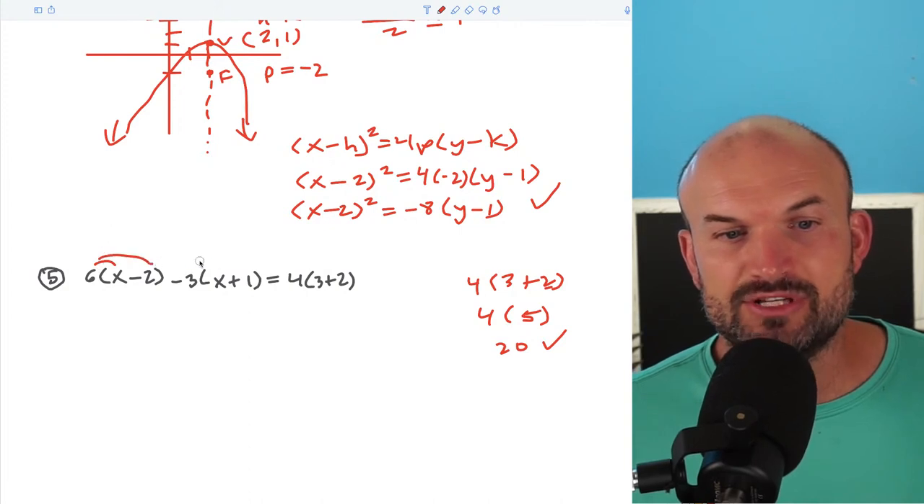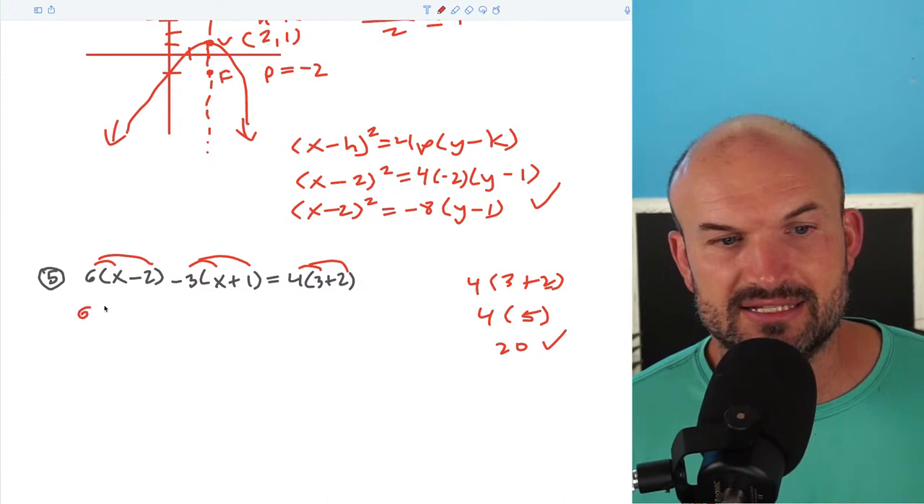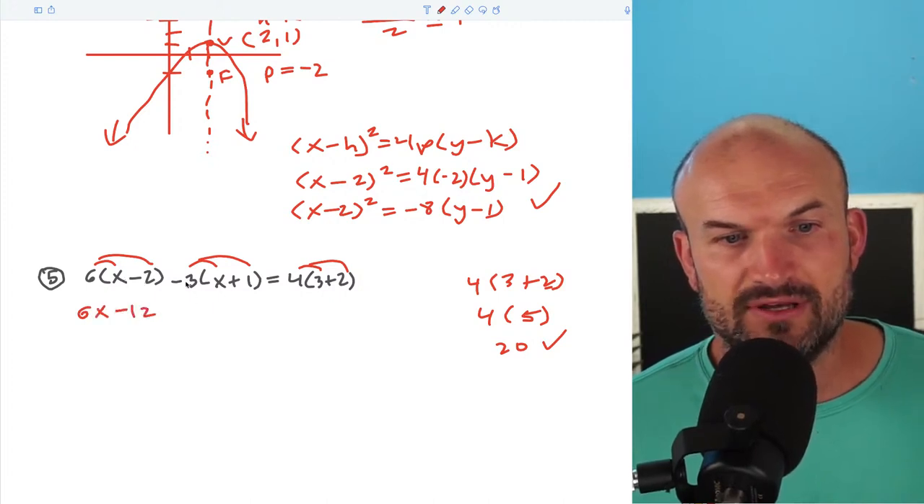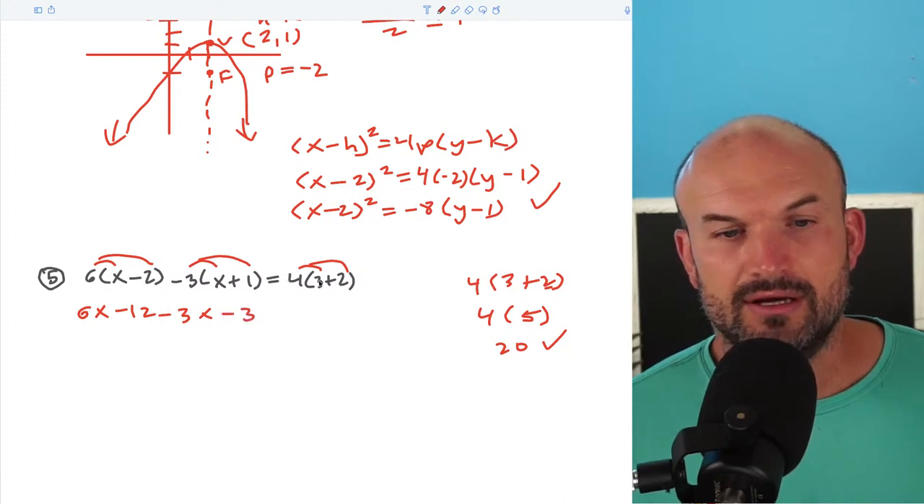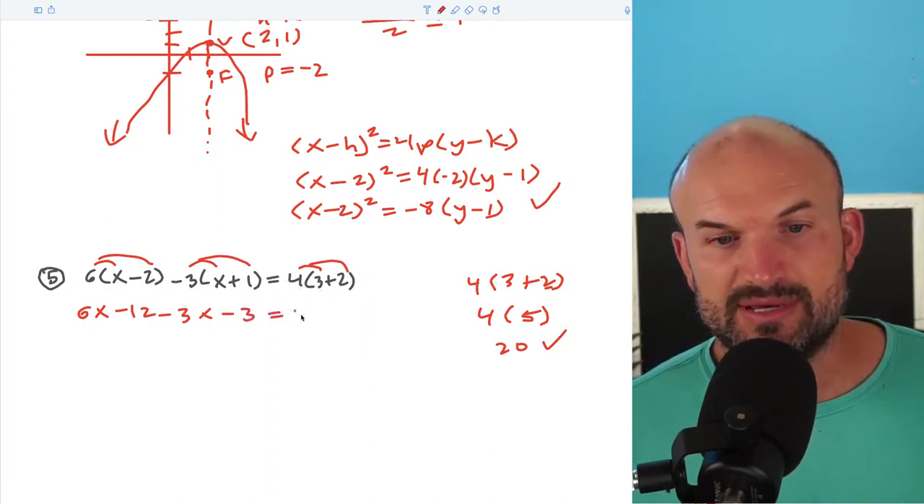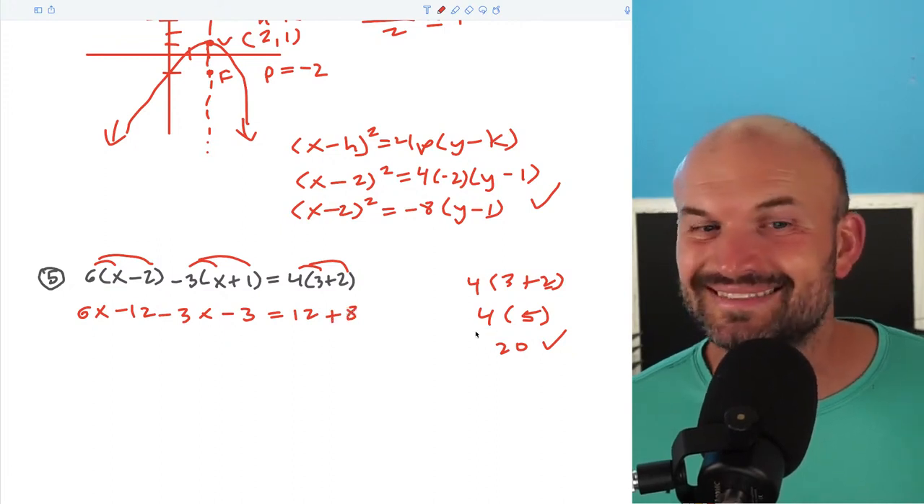Because once we apply the operation, we don't need to keep the parentheses anymore. Okay, so 6 times x is a 6x. 6 times -2 is a -12. -3 times x is a -3x. -3 times 1 is a -3. Okay, and that's going to equal 4 times 3 is going to be a +12, and 4 times 2 is going to be a +8. Again, notice it's going to be a 20.